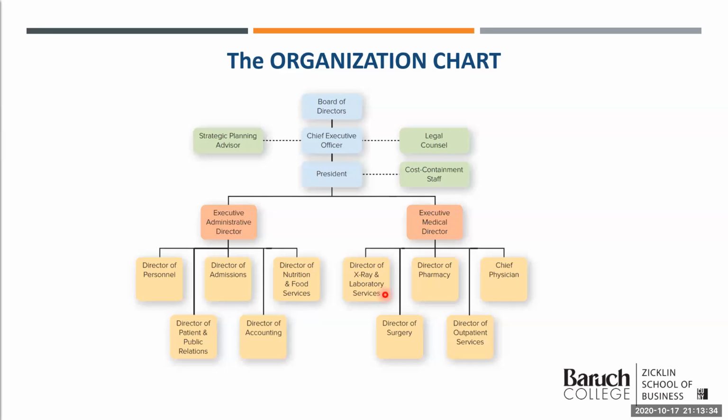Again, the vertical hierarchy shows you the hierarchy of authority within the company, and then the specialization, who does what kind of work, is on the horizontal.